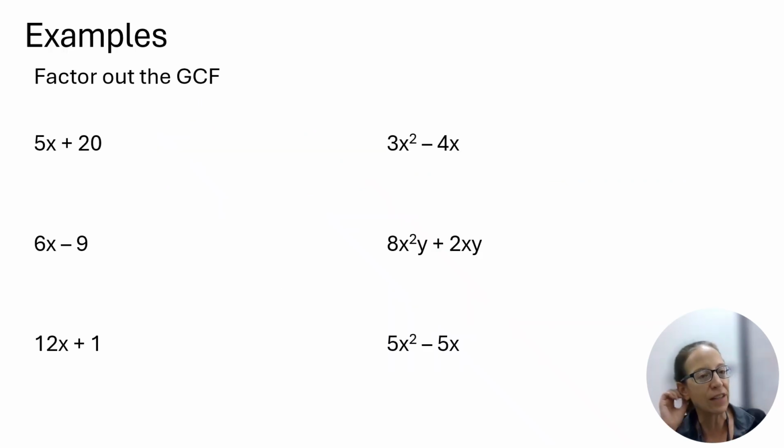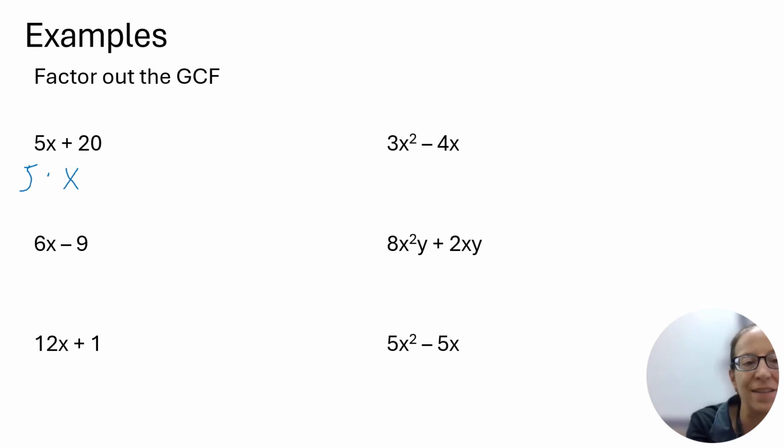So we're going to take a look at this. We have 5x plus 20, and we want to factor out the GCF. To do that, we're going to use prime factorization. The prime factors of 5x, that's pretty easy. That's 5 times x. For 20, I'm going to factor that into 4 times 5, and then the 4 factors into 2 times 2. So keep that plus sign there. And the prime factorization is 2 times 2 times 5.